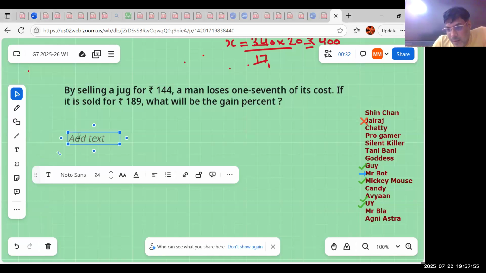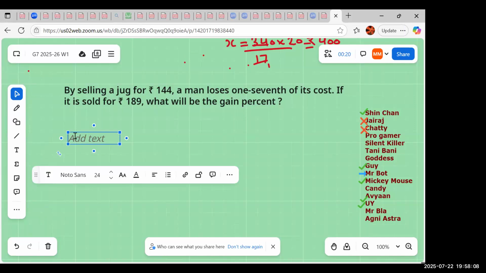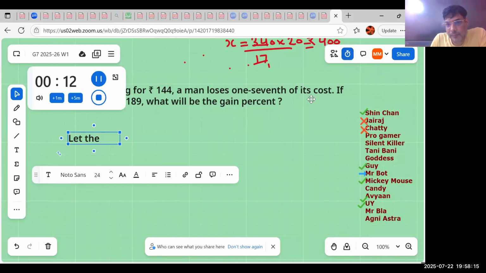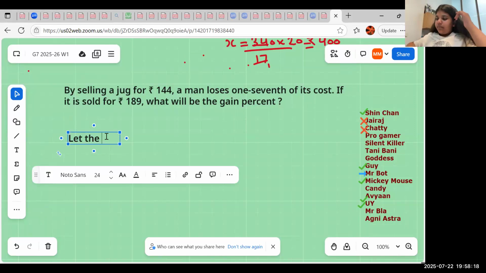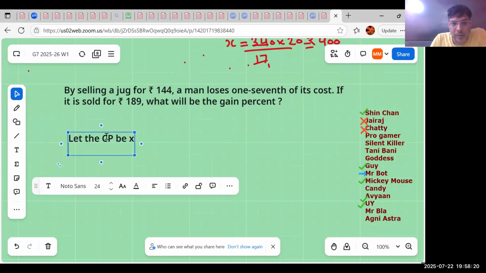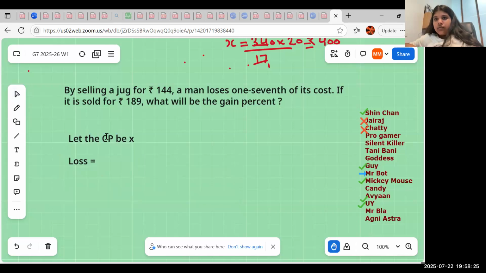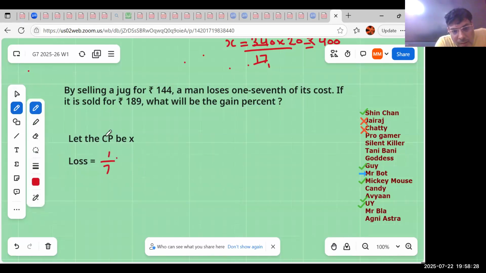So is anyone able to get the answer? Candy, Mr. Blah, Chatty, Tani Pani, Goddess. No one? Sir, I sent mine. Chatty, let's do it together then. What will I assume as X? Cost price. So let the CP be X. So what will be the loss then? 1 by 7x.